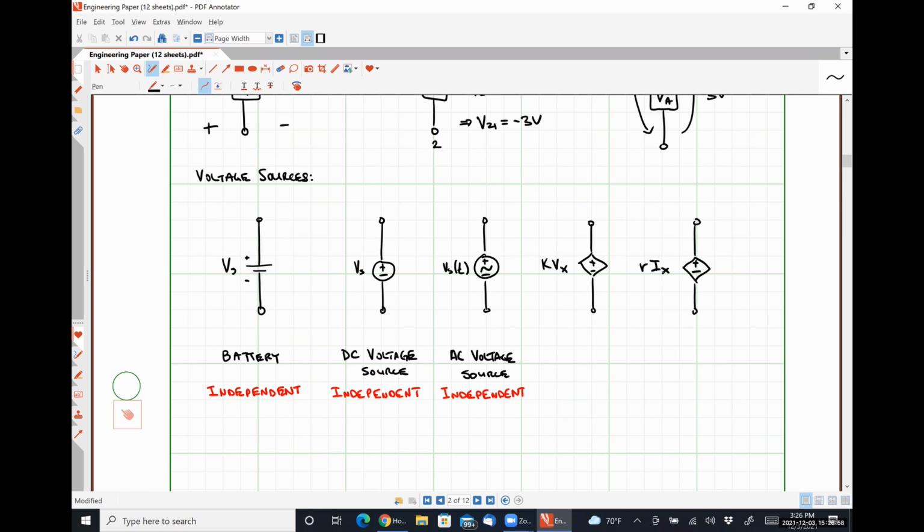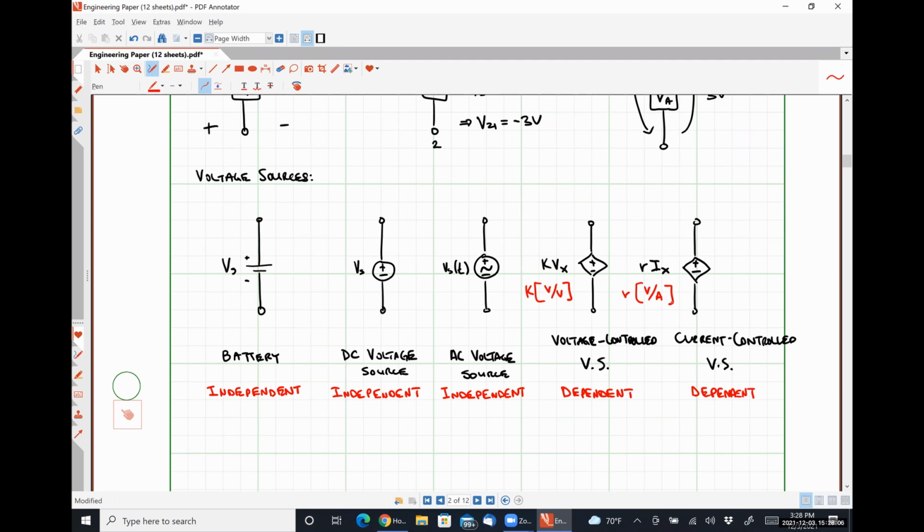The one on the left, our dependent voltage source on the left, is a voltage controlled voltage source, and the guy on the right is a current controlled voltage source. And both of these guys are dependent. The units for K are volts per volt. And the units for R here are volts per amp. Again, they have the exact same symbol, and you tell if it's a voltage controlled voltage source or a current controlled voltage source by looking at whether or not it depends on a voltage or a current.